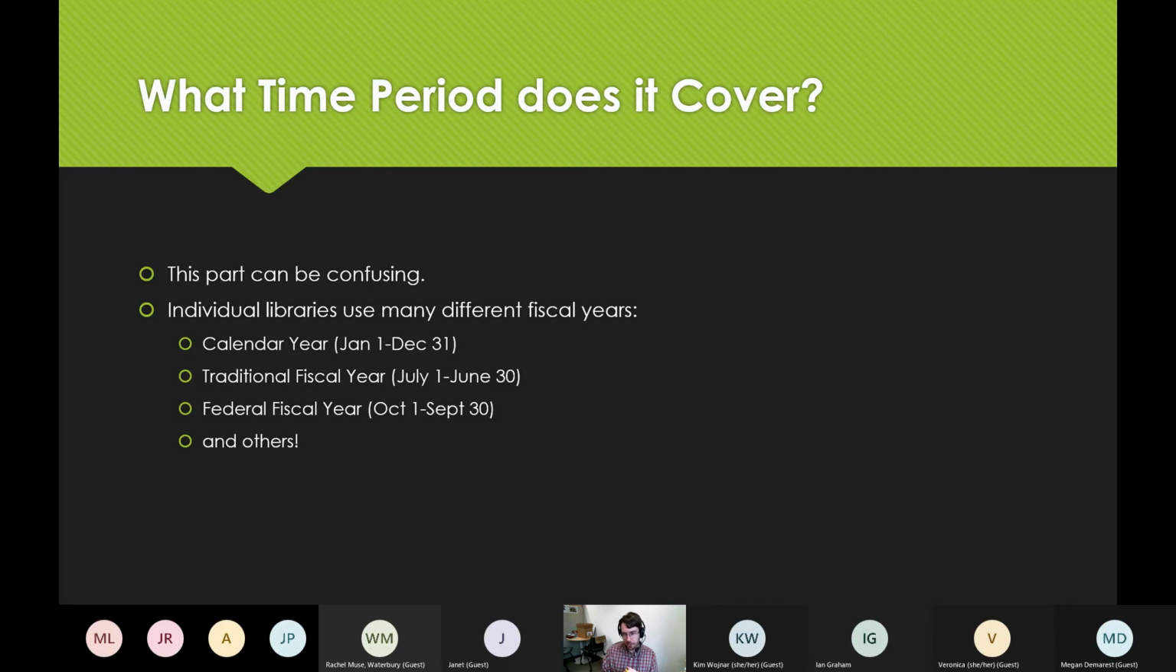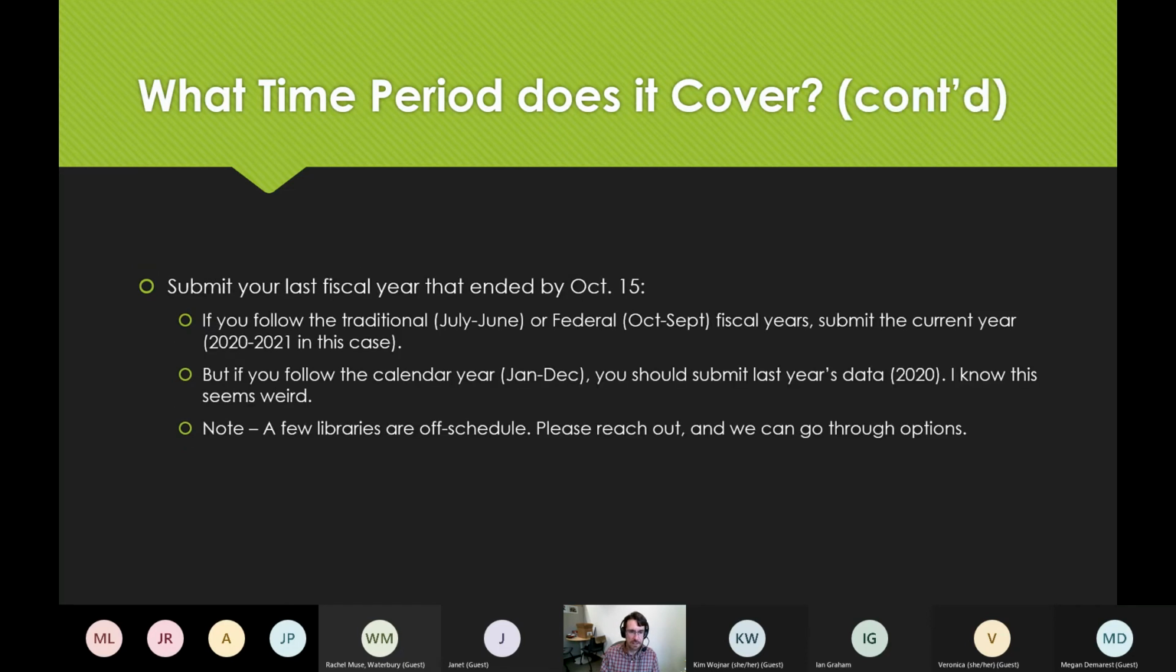A few libraries use the federal fiscal year, which is October 1 of this year to September 30th of the next year. And then there are other ones that just fall. It's always 12 months, but it can vary and fall in different spots. So first off, you need to know what your fiscal year is. And then what period are you doing?